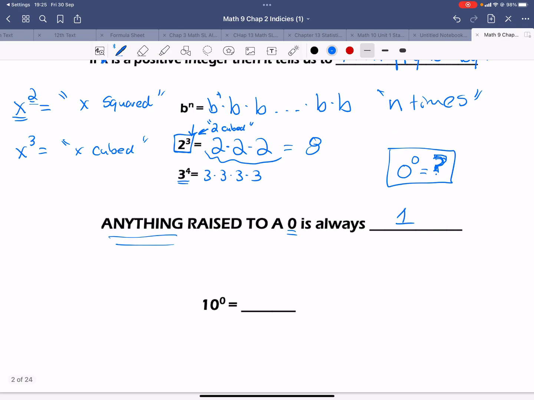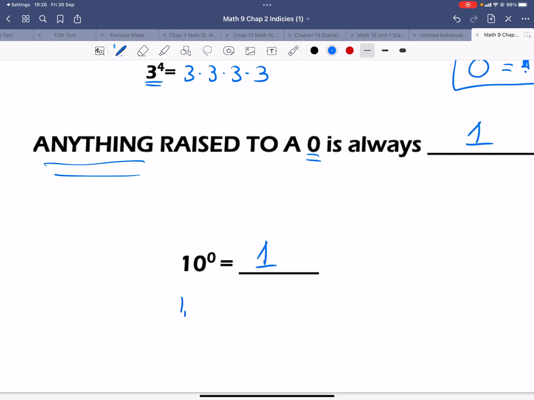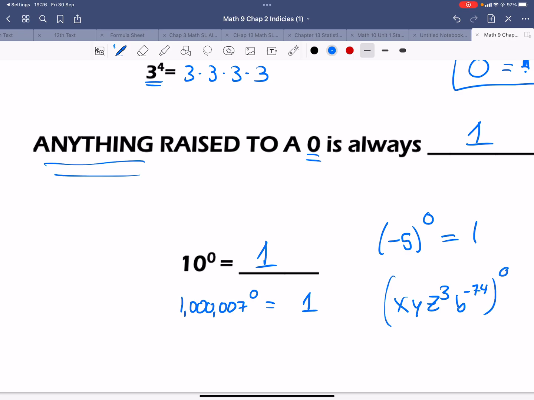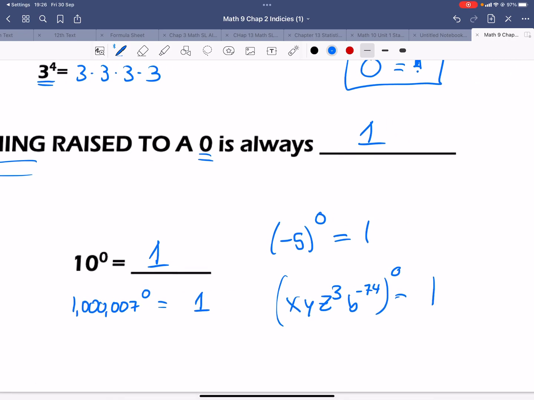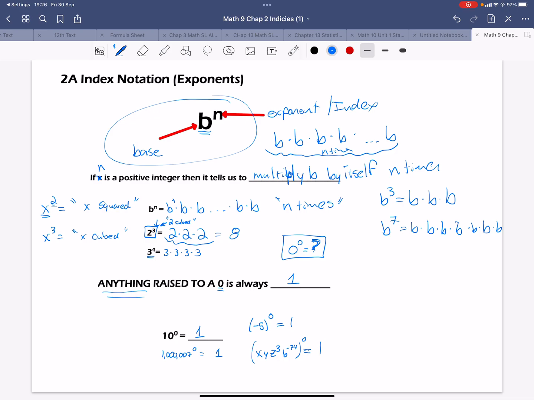10 to the 0 equals 1. 1,000,007 to the 0 also equals 1. Negative 5 to the 0 equals 1. x y z to the 3rd, b to the negative 74th, all raised to the 0, is also 1. So just know that anything raised to a 0 is 1. Just know that. Trust it, love it.